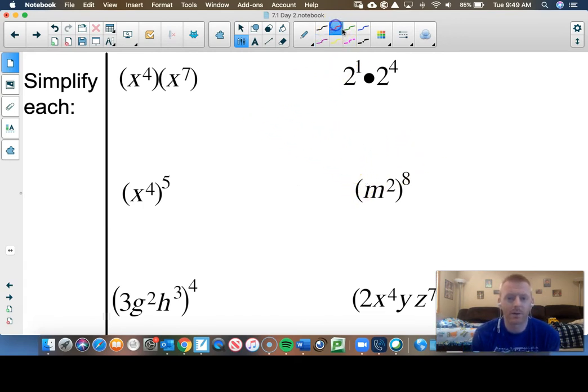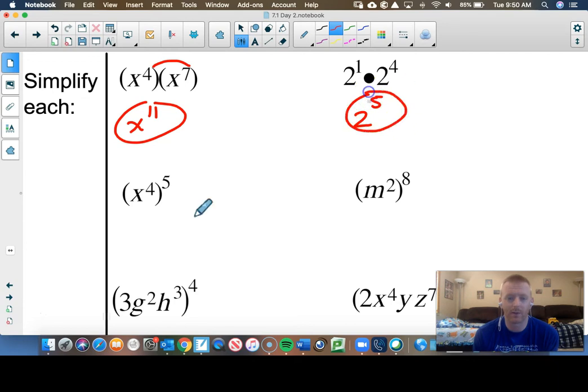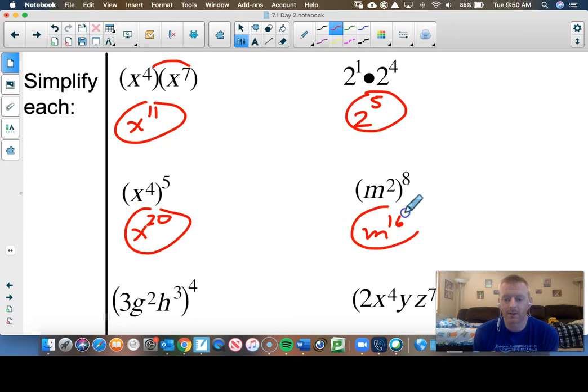So we're going to go through these super quickly. A power times a power, the rule from last time was to add. So that means you're going to do 4 plus 7. So that one makes an x to the 11th. A power times a power, which means we're going to add. So we get 2 to the 5th. A power to a power means to multiply. So we're going to get x to the 20th. A power to a power means multiply. So we get m to the 16th.